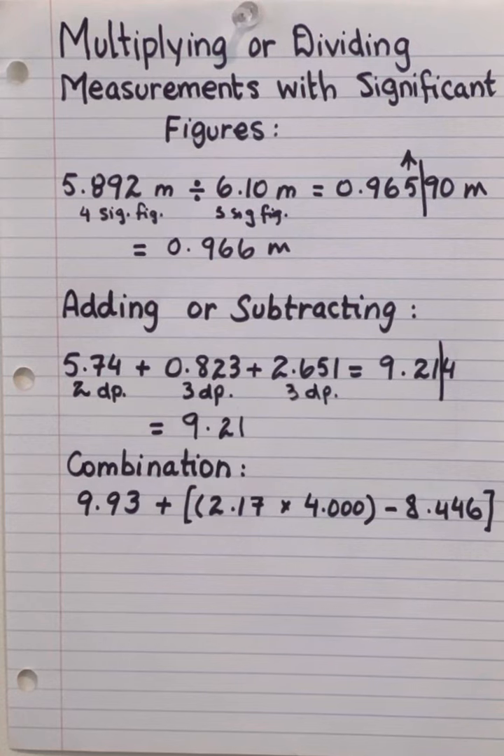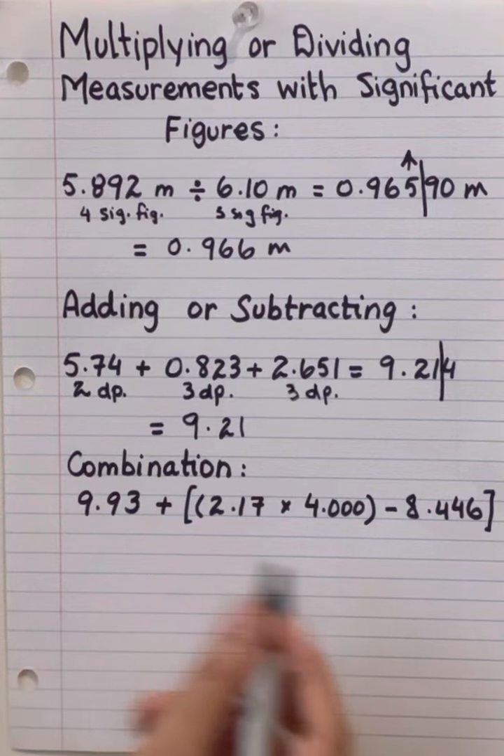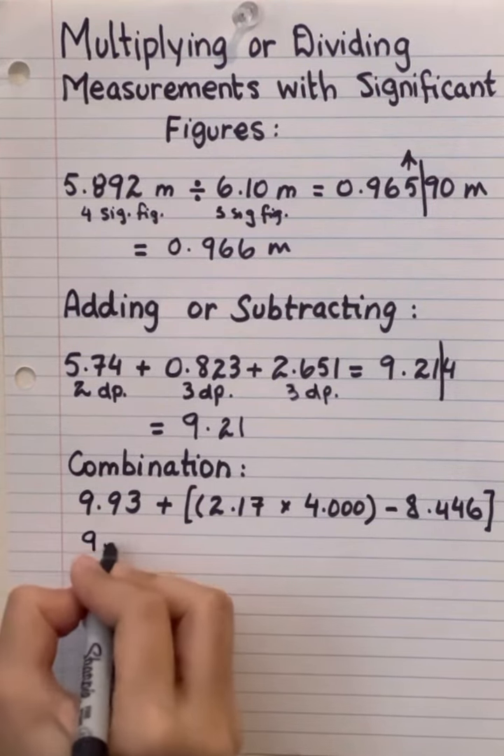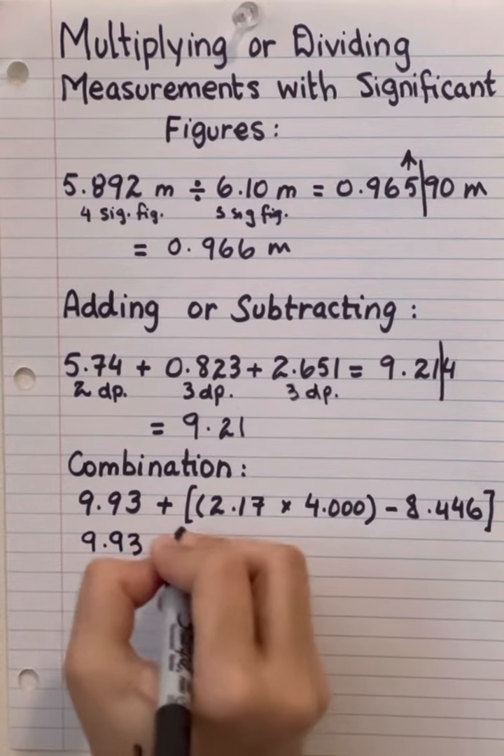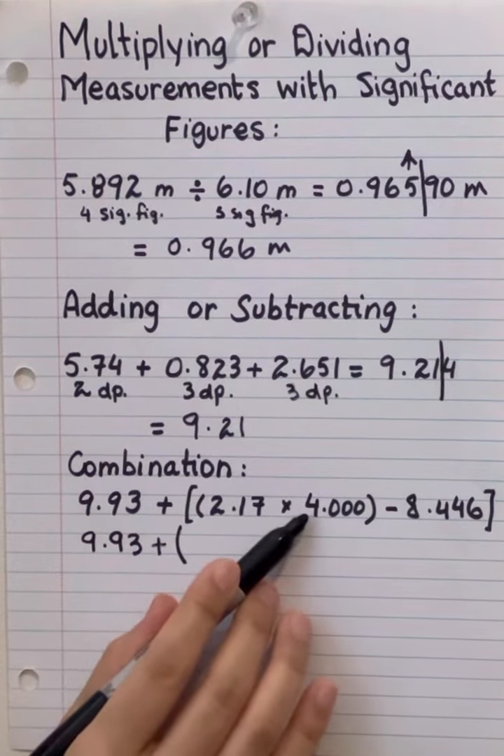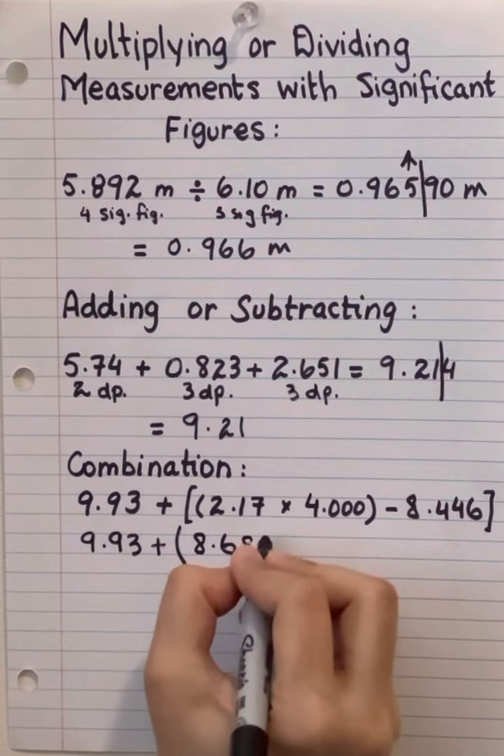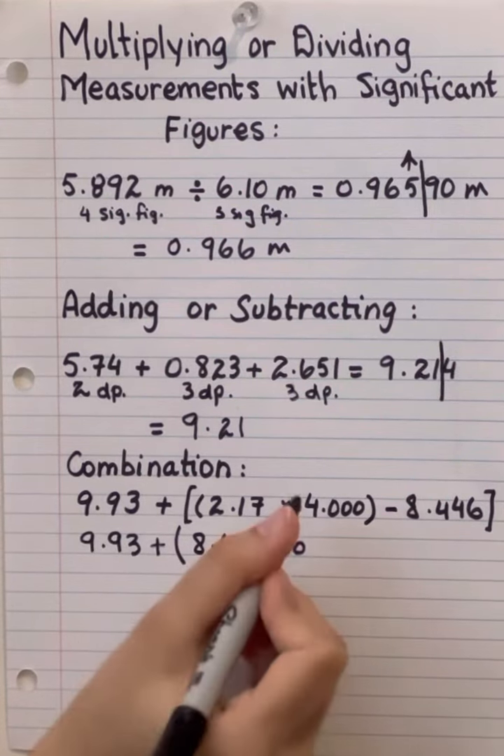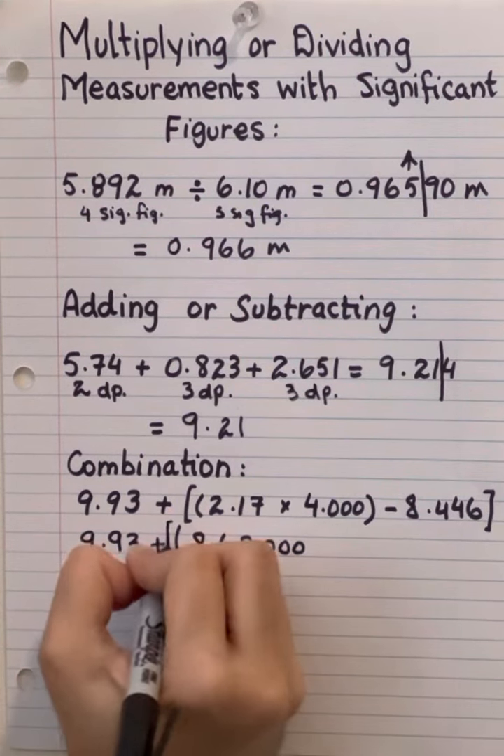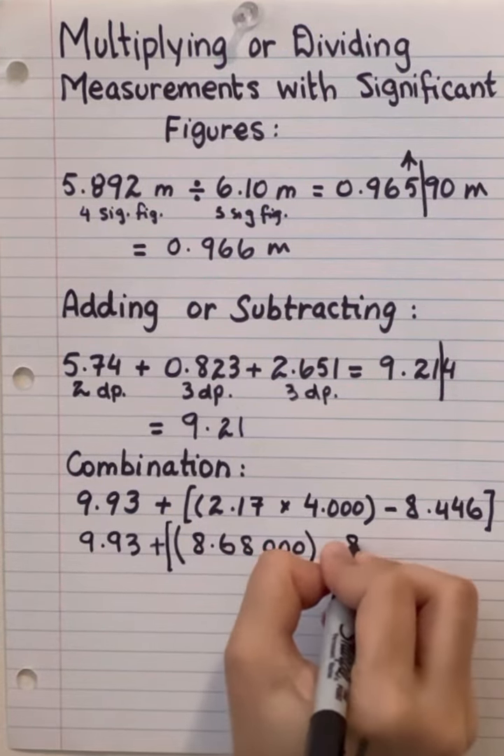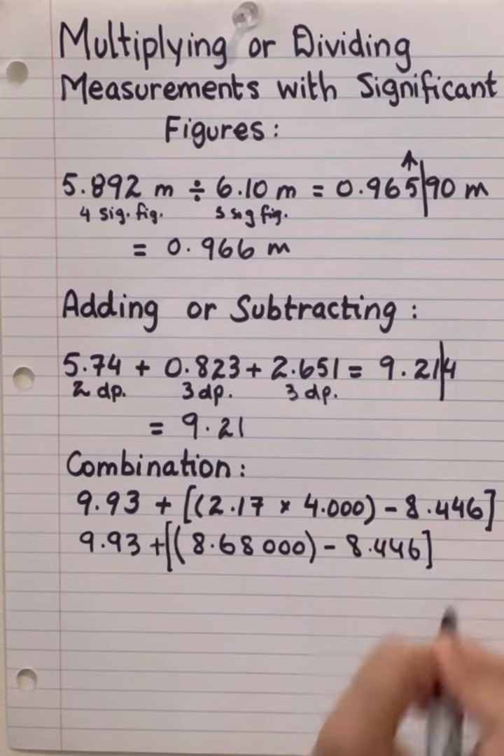Now, when we have a combination of addition, subtraction, multiplication and division, what we have to do is make sure we're carrying on our significant figures in every step. So let's see what we're going to do here. First we solve for the brackets. In a question like this, we solve the bracket first. So 2.17 times 4 gives us the answer of 8.68000. Now we're going to work on our significant figures later. Minus 8.446.